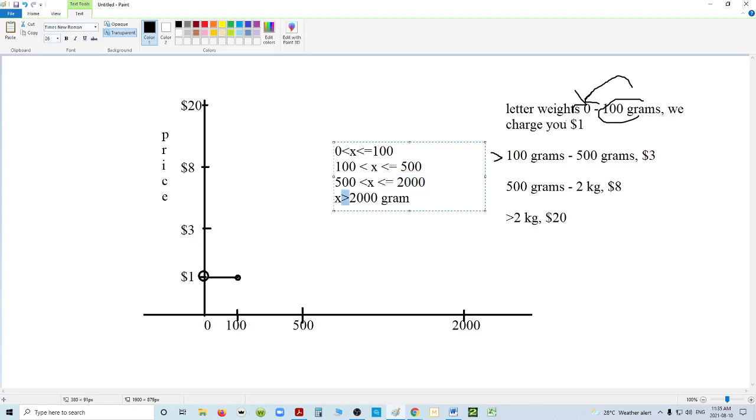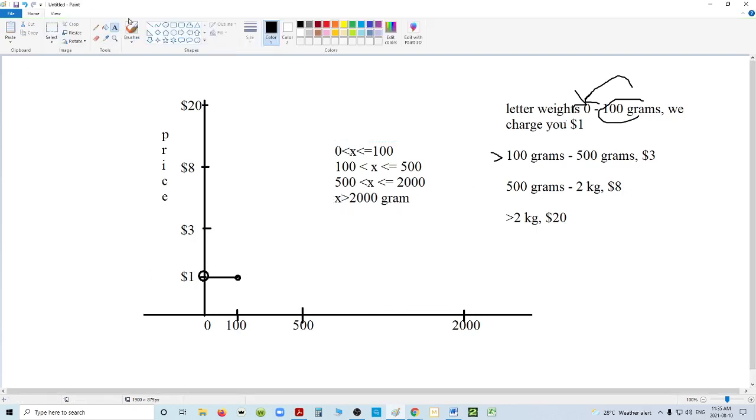And that's why this is when x is bigger than 2,000 and not bigger or equal. So that means that from 0 to 100 grams, they charge you $1. And you would include a solid circle here to say that it includes the 100 grams, but this hollow circle says that it does not include the 0.